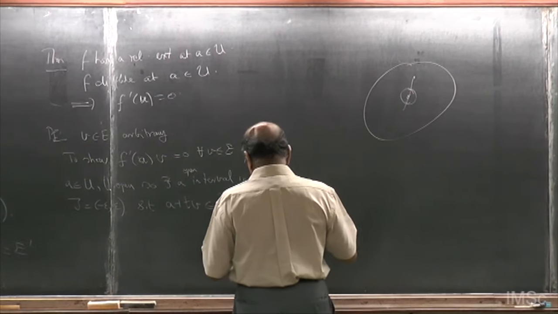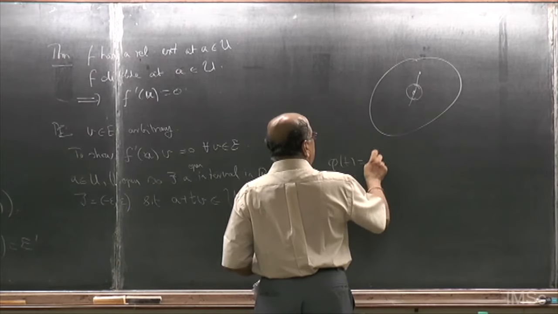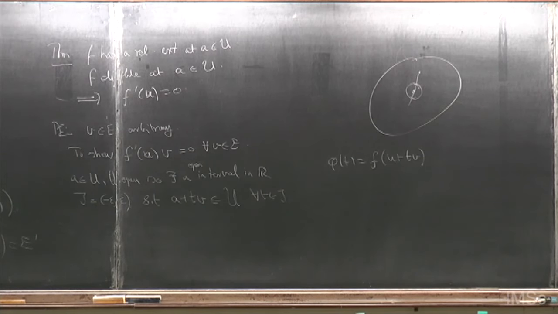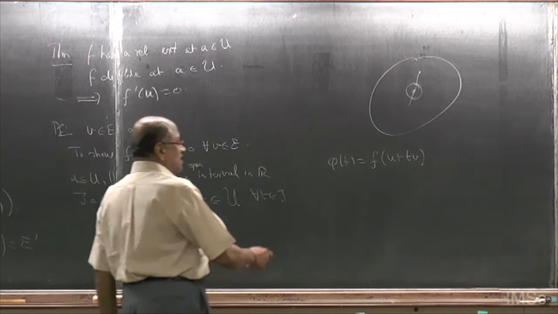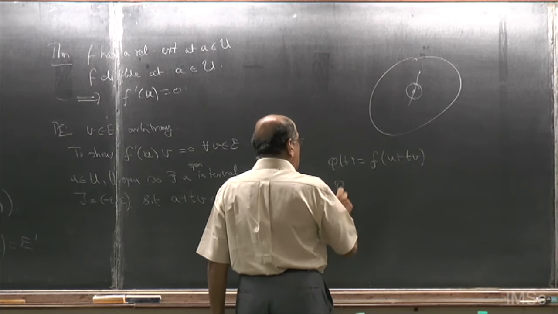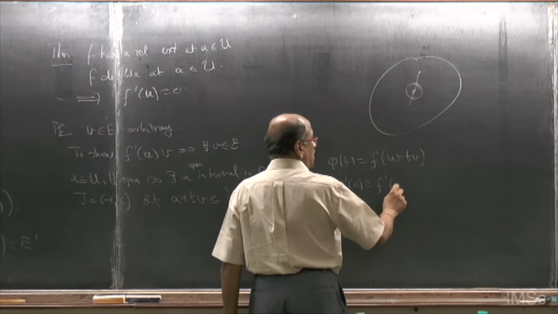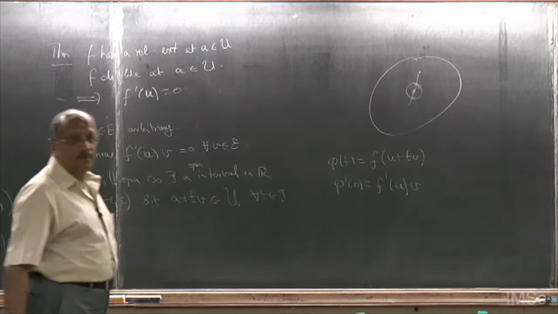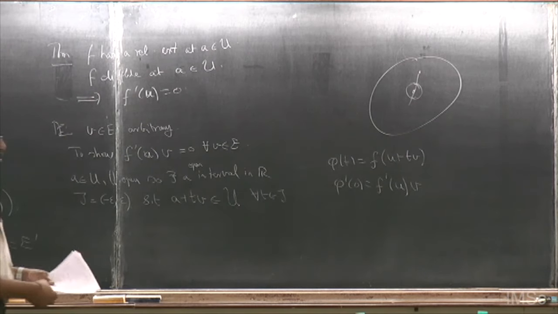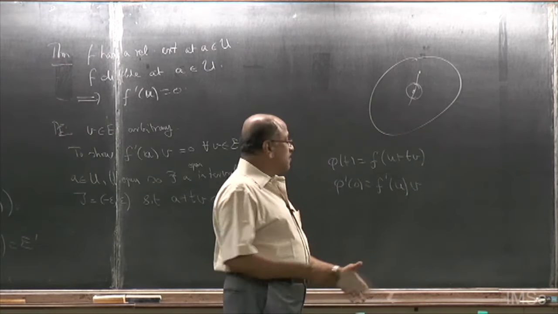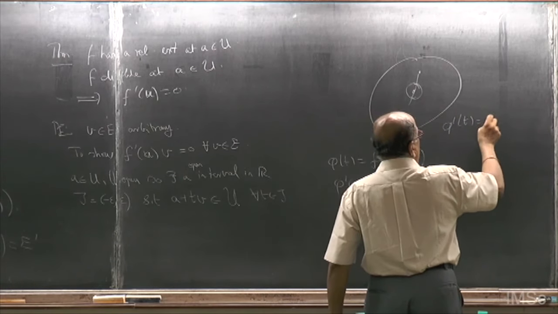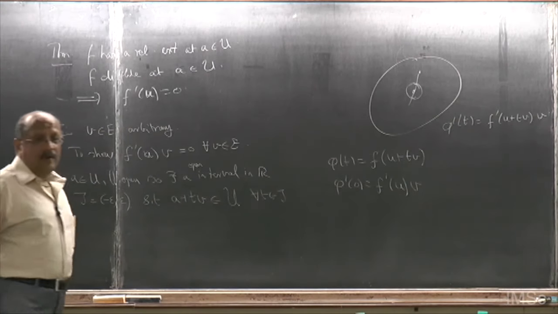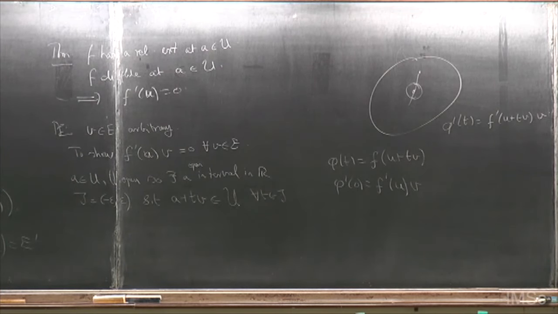So, now you define phi of t equals f of A plus t times v. Then by the chain rule, phi is differentiable at the origin, and so phi dash of 0 is f dash at A times derivative of this, which will give you v. So, I am just applying the chain rule. So, phi dash of t equals f dash of A plus tv into v. So, we just apply t equal to 0, and therefore, we get this.